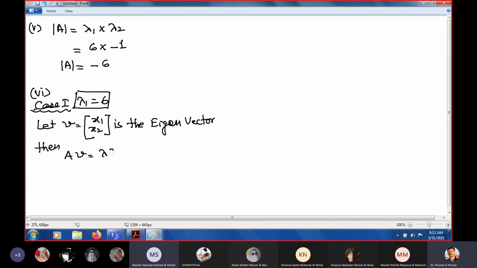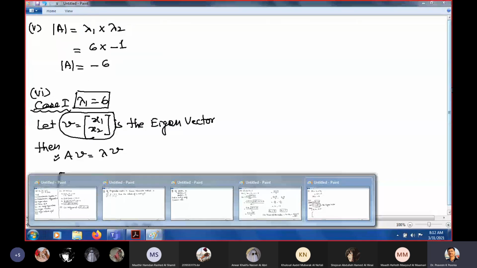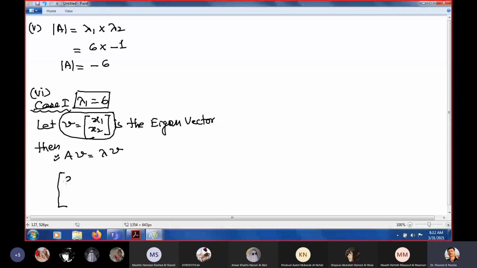A v equals lambda v. This is the formula. First, let v be the eigenvector, and then use A v equals lambda v. What is A? A is [[2, 12], [1, 3]], and here is x1, x2 equals lambda, which is 6, times v, which is x1, x2. Now simplify this.